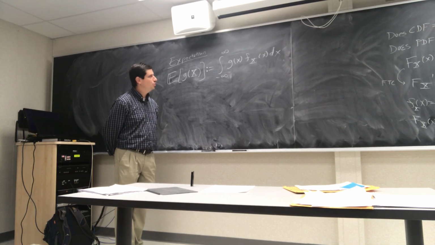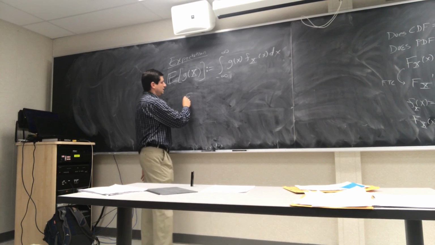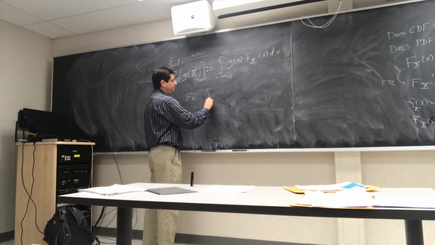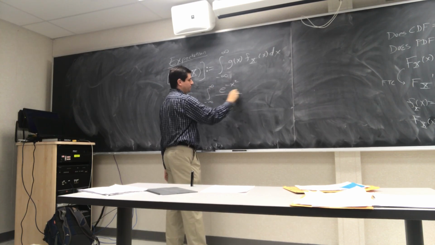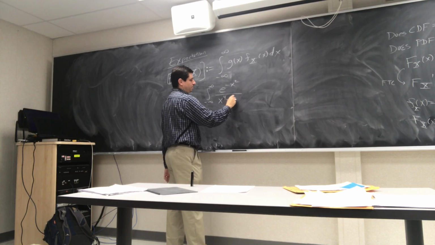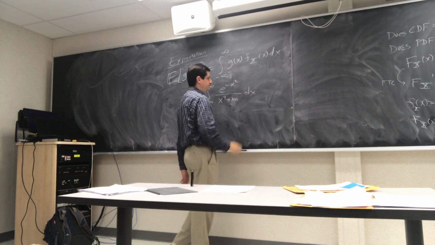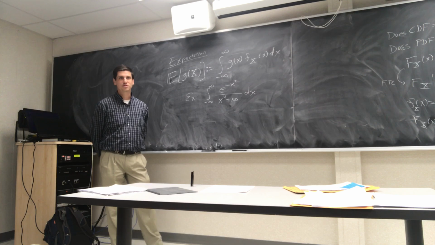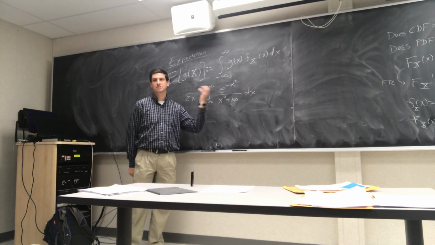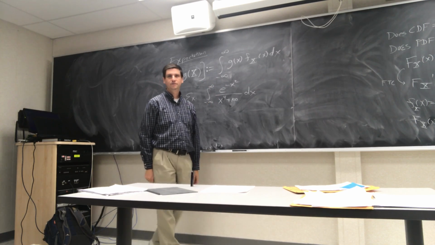So now the question is, for which types can I do it? For example, let's say I give you the integral from negative infinity to infinity of e to the negative x squared over x to the 4th plus 100 dx. I am not asking you to compute this integral. I'm just asking you, does this integral exist? Is it finite? What do you think?